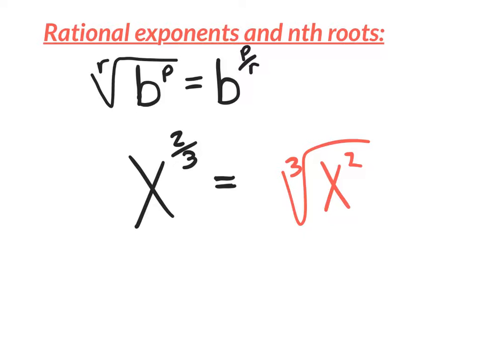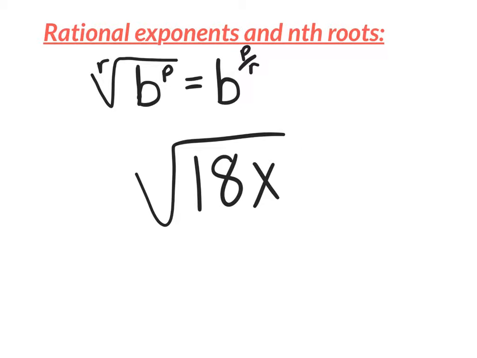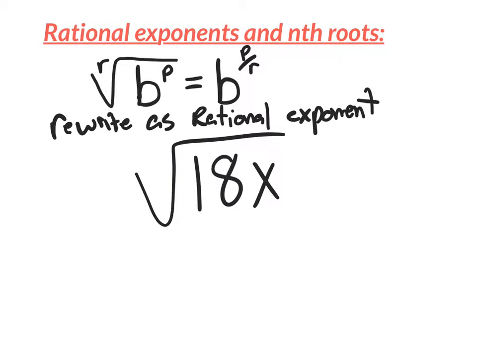Okay? Now, what if I had something like this? How about the square root of 18x? Now, I'm not asking you to simplify. I'm asking you to rewrite it as a rational exponent. So what kind of root do we have here? Square root. So where is this 2 going to go? The denominator, right?